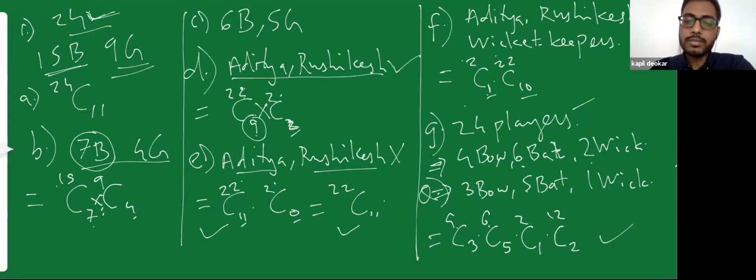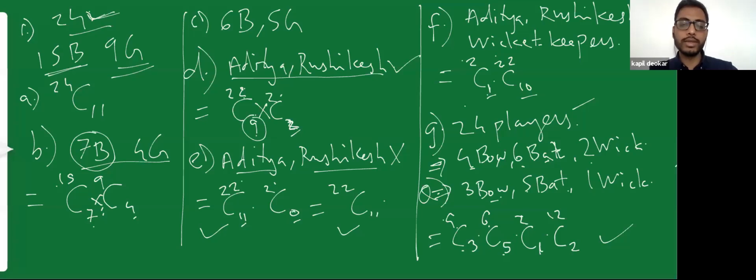I'll repeat once again. You wanted 3 bowlers to be selected from 4 bowlers, 5 batsmen out of 6 batsmen, and 1 wicket keeper out of 2 available wicket keepers to form a team of 11 players. As you wanted 3 bowlers, you have written 3 over here. From how many bowlers? 4. So that can be done in 4C3 ways. You wanted 5 batsmen out of 6 batsmen. So that can be done in 6C5 ways. And the wicket keeper can be done in 2C1 ways.